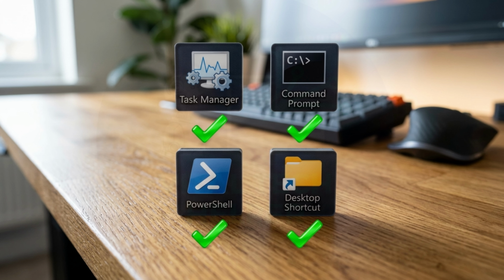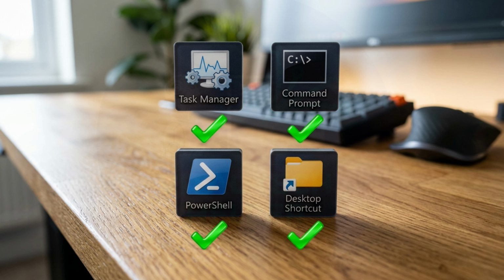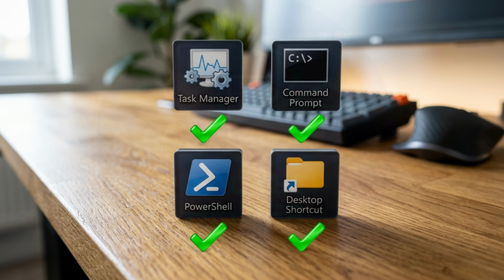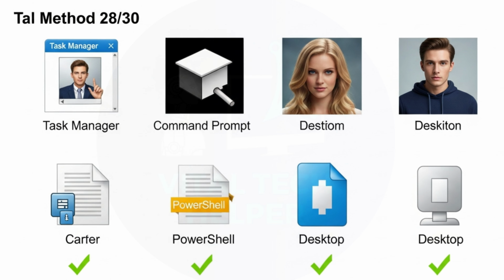So here's what you learned: Task Manager for quick fixes, Command Prompt when Task Manager fails, PowerShell for serious power users, and that desktop shortcut? That's your new best friend. You now have 4 weapons in your arsenal to fight frozen programs. But here's the thing, most people will forget this in a week.